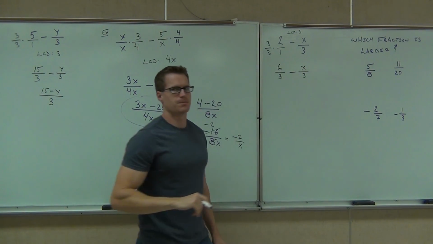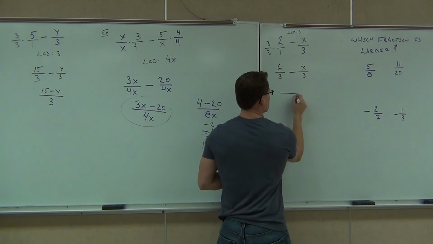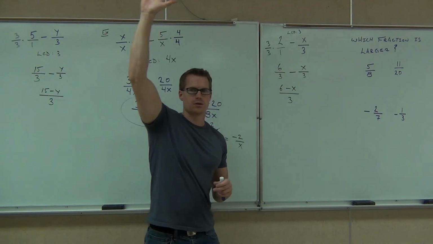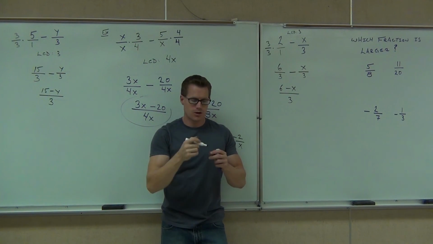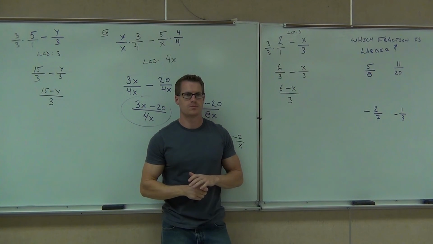Minus x over 3. You're going to make this one fraction. You already have the common denominator. That's great. You're going to get 6 minus x over 3. How many people made it that far? Good deal. Now, the question for you, guys in the back, did you make it that far? The question I have for you, can you simplify the 6 and the 3? Yes or no?